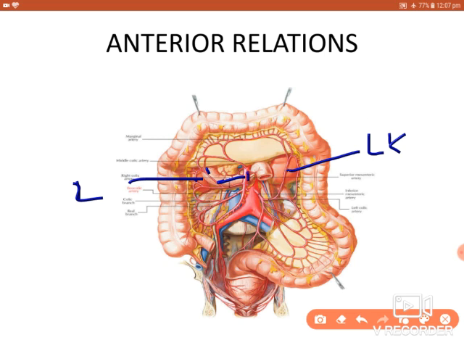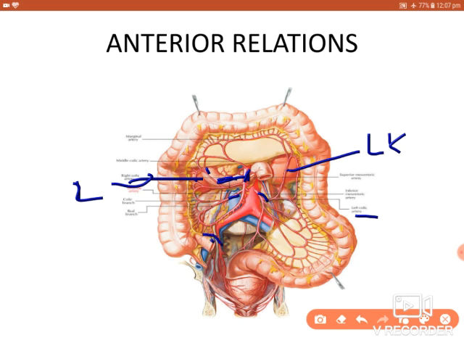Then this is the superior mesenteric artery, and this one is the inferior mesenteric artery. It provides colic branches: the right colic artery and ileocolic branch, and on the left side, the left colic artery. So on the right side, anteriorly along with the third part of the duodenum, there are the ileocolic and right colic arteries.